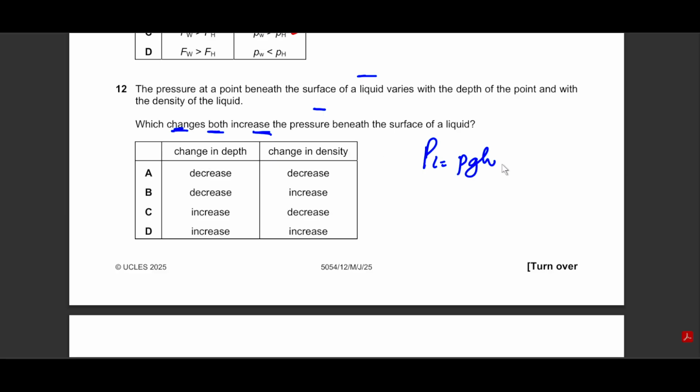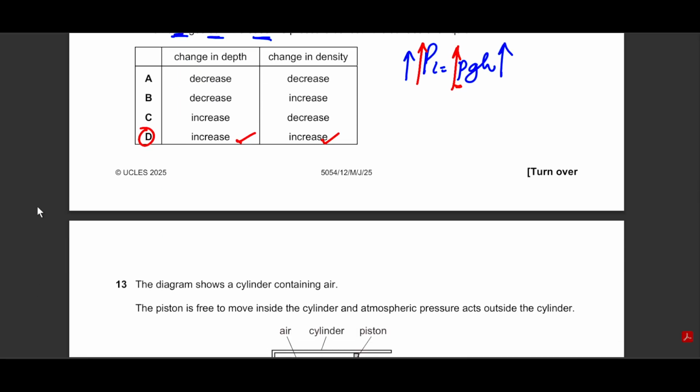Yes, it does, but increasing the depth increases pressure. And then the next statement is the surface. Change in density, yes. So if you increase the density, the pressure of the liquid increases as well. So both quantities, when increased, change the liquid pressure.